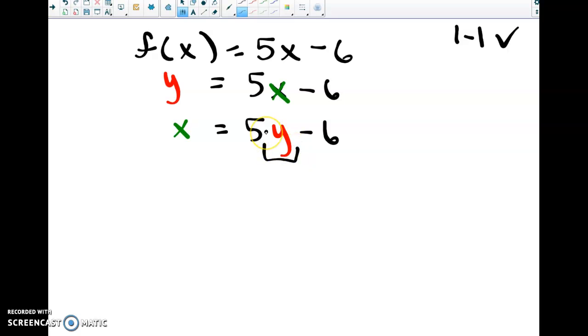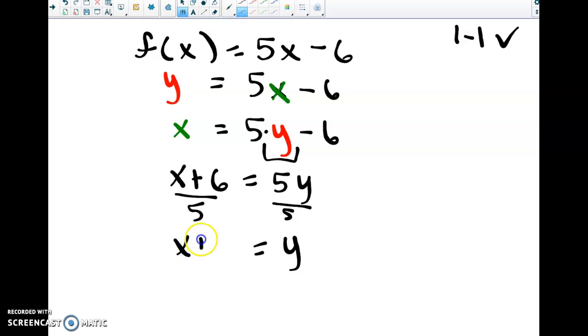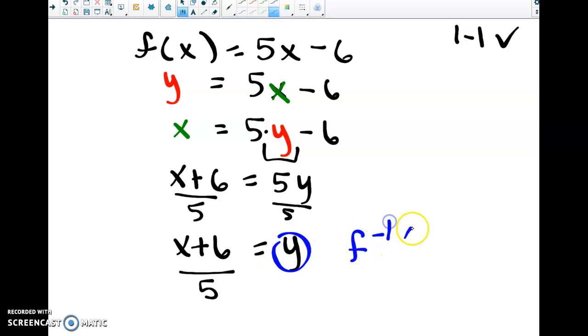So multiplication and subtraction, undo order of operations backwards. So we have x plus 6 equals 5x. Divide both sides by 5. y equals x plus 6 over 5. You can rewrite that with y on the left. And the last step is change y to be f inverse of x.